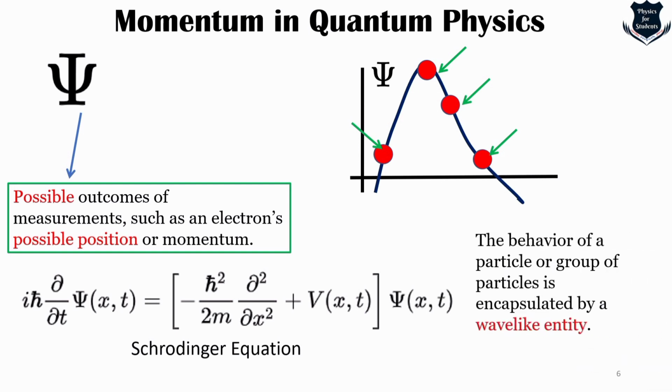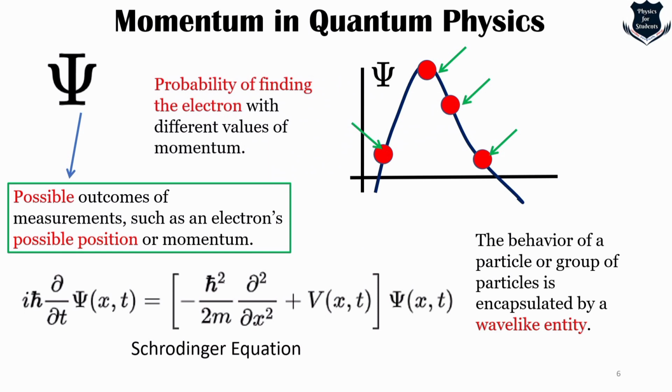But what is important is this: the behavior of a particular group of particles is encapsulated by a wave-like entity. So what we deal with is just the mere chance, a probability, of finding the electron with different values of momentum. Given this psi symbol, which is actually a wave function, we can only find the different values and the probability of finding the location of the electron, which is far different from the predictable world of Newtonian physics, where we saw that momentum is precisely mass times velocity and we get the value.